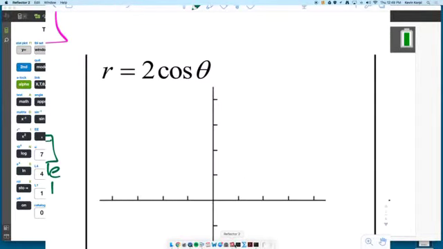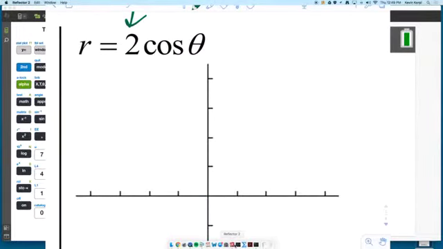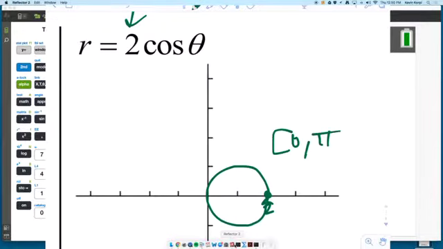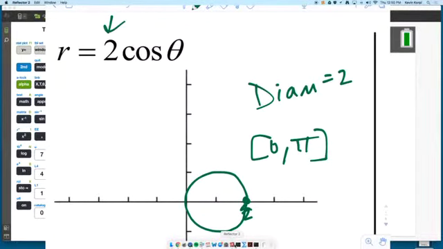Can you imagine what this graph might look like? The a value in front is 2. So if we were to graph it, we would start at 0. Cosine of 0 is 1, times 2 is 2. So it would start over here at 2, and then it would rotate around from 0 to pi. It would make a full rotation. So it's another circle with x-axis symmetry, but what is 2, Ms. Casper? Not the radius, but the diameter. So the diameter is going to equal the number in front.